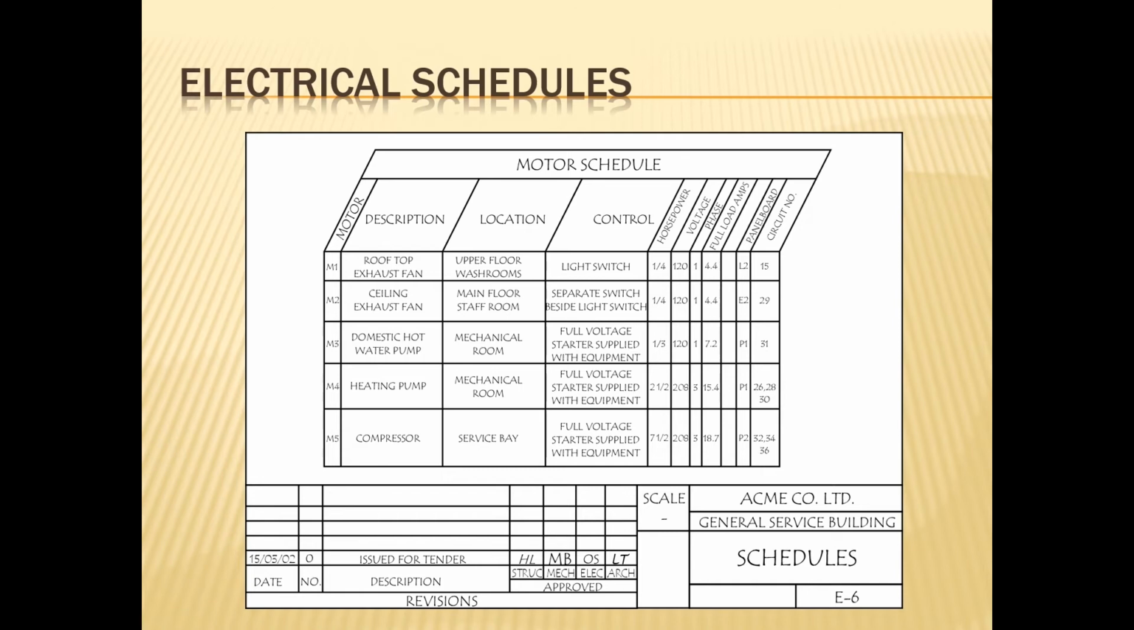We would also have other types of schedules, such as lighting schedules. What type of light fixtures would go in each different room? We would have panel schedules, which would give us the total layout of the circuitry inside each panel as well. There are a number of different schedules that we need to be familiar with and know what kind of information to be found within them.